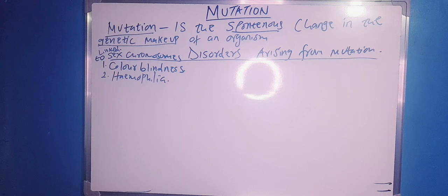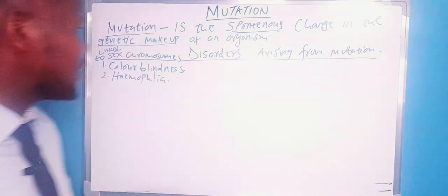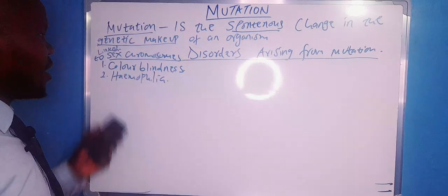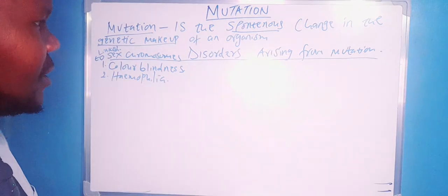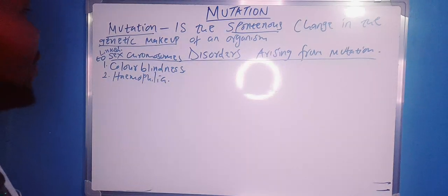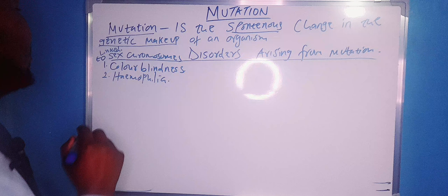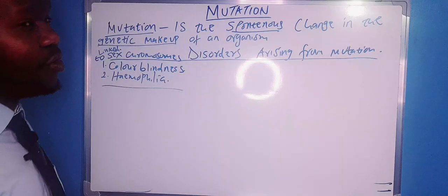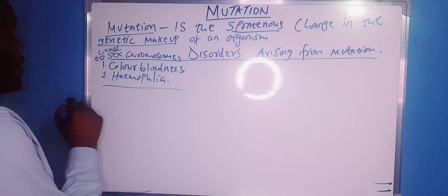Color blindness, you know, it's about failure to distinguish colors, that is the green and red color. Hemophilia is the bleeder's disease, where blood fails to clot even under minimal cut. Then from that point, we have the other ones which are not sex linked. Which are those ones?